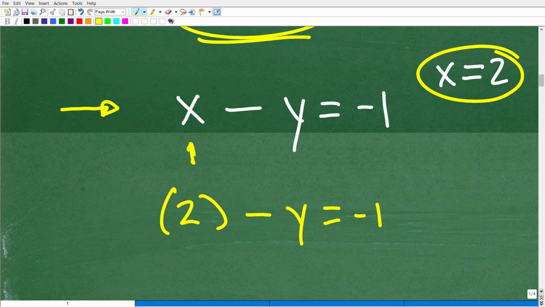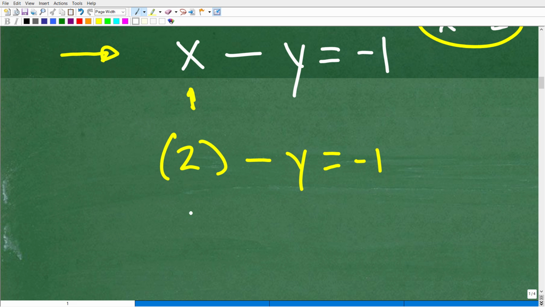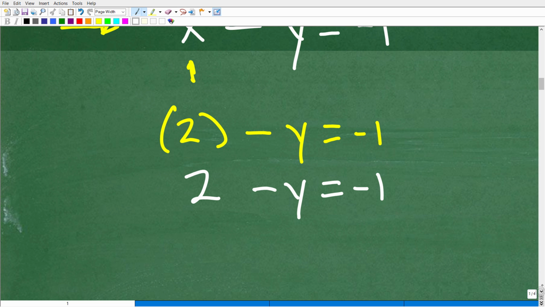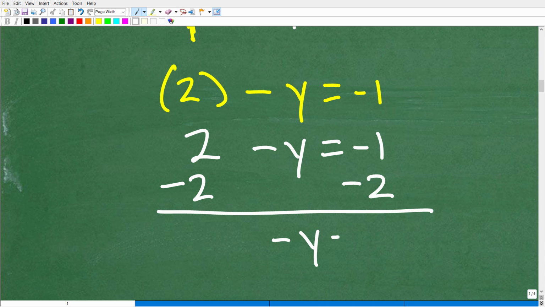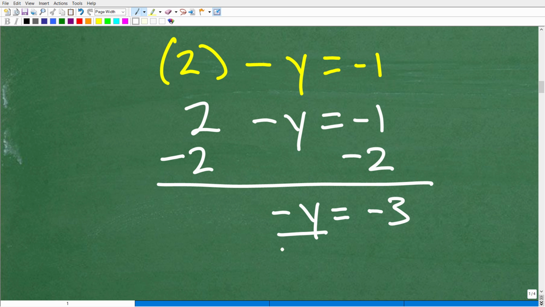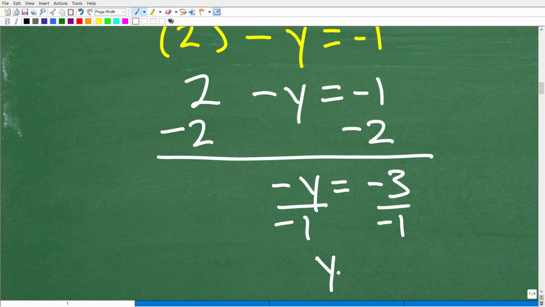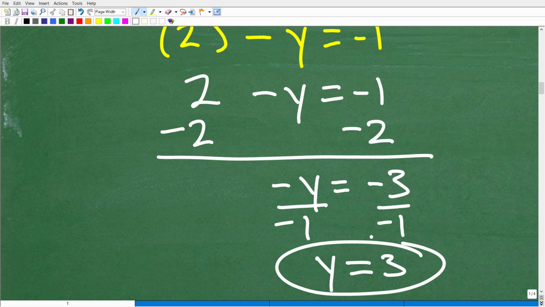And let's go ahead and solve. So this would be 2 minus y is equal to -1. I'll go ahead and subtract 2 from both sides of the equation. And now here I have -y is equal to -3, right? -1 plus -2 is -3. And here I need to divide both sides of the equation by -1. So here we'll end up with y is equal to 3. So x is equal to 2 and y is equal to 3.